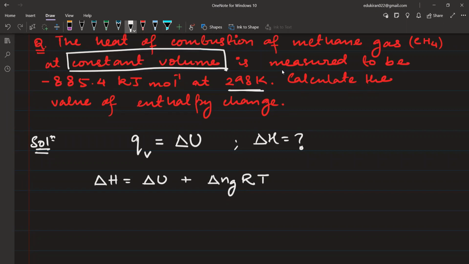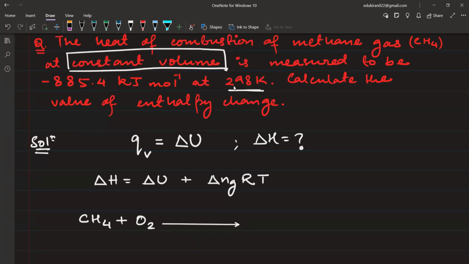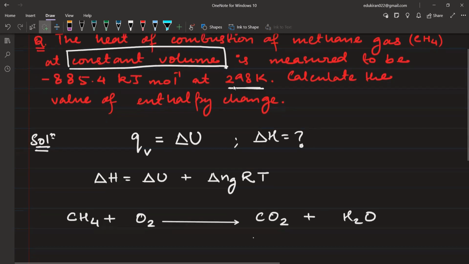Product or reactant, it doesn't matter here. Now, for this, you need to write the reaction of combustion of methane gas. See, CH4 plus O2. This is from your first chapter. When carbon burns in oxygen, we get carbon dioxide, and when hydrogen burns with oxygen, we get water. Now you need to balance this equation. You are going to use only 1 mole of methane, and then you will balance it like this.